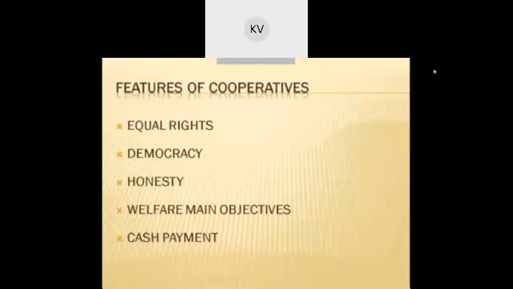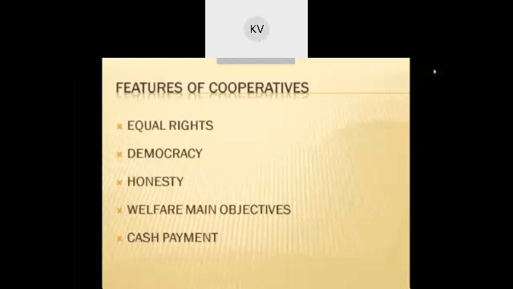And then next we are going to see the features of cooperatives. Equal rights. Everybody is equal here. Each member of the society has an equal right to vote and ownership. Each shareholder has one vote. So the one man, one vote principle is followed here. The voting rights are equal and ownership is also equal.